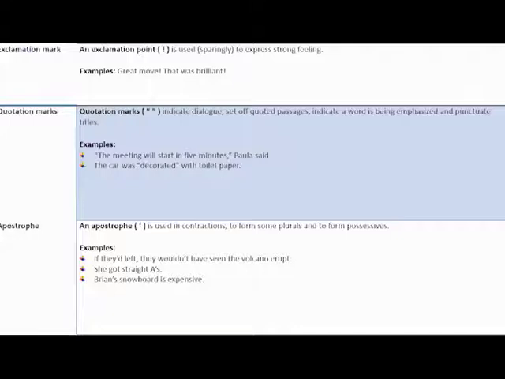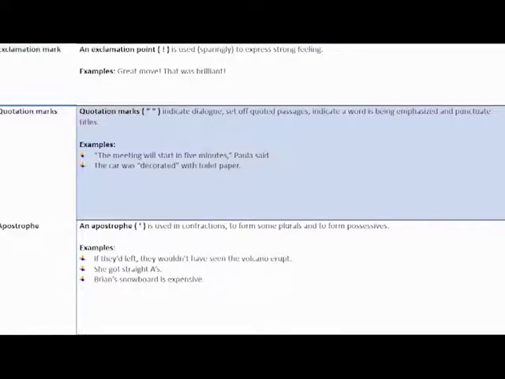And then we have the exclamation mark. An exclamation mark is used sparingly to express strong feeling. We find exclamation marks in imperative sentences and also when you're using interjections, because you're trying to express strong emotions. So if you're reading a sentence that ends with an exclamation mark, you have to read it with great emotion. For instance, "Great move! That was brilliant!" You have to show the emotion. So whenever you're using an exclamation mark, we are trying to show that there's a great emotion in this sentence.